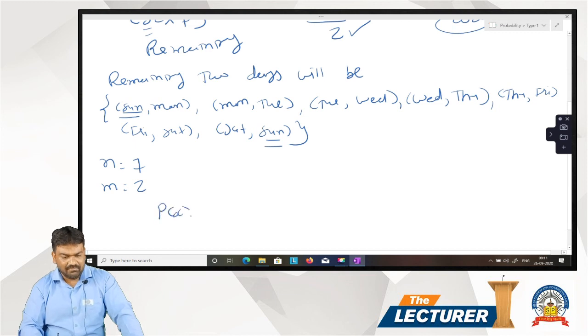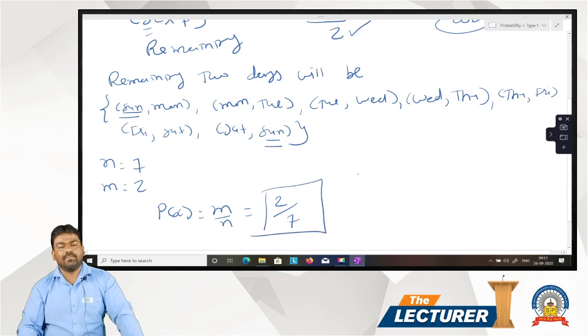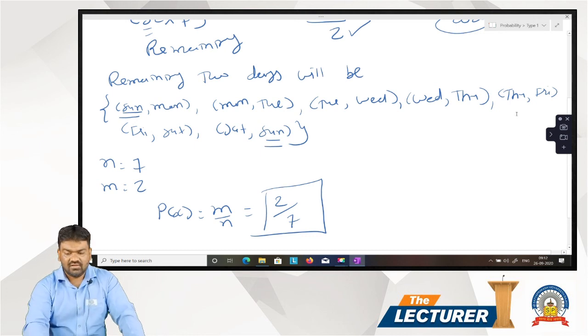Now probability P of x is equal to favorable result divided by total result. Favorable result for 2 Sundays is 2 and total result, there are 7 days. So the probability of 53 Sundays in a leap year is 2/7. This is your answer. Here our example is completed.